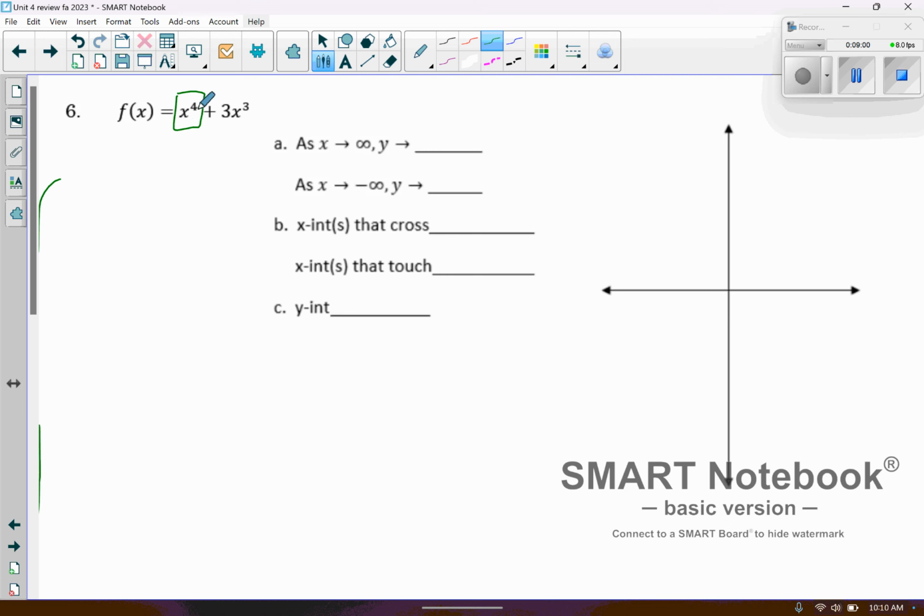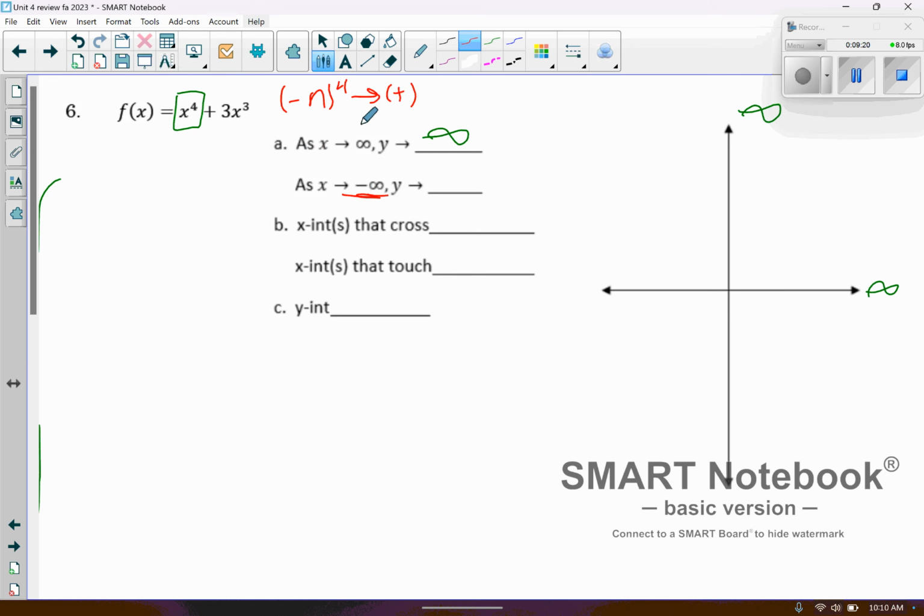If I plug in a positive number and raise it to a power of 4, I'm going to get a positive result. So basically, as x goes to infinity, y is going to go up to infinity also. Then over here, let's see, what if I plug in a negative number? Well, a negative number raised to the power of 4 will actually come out positive.